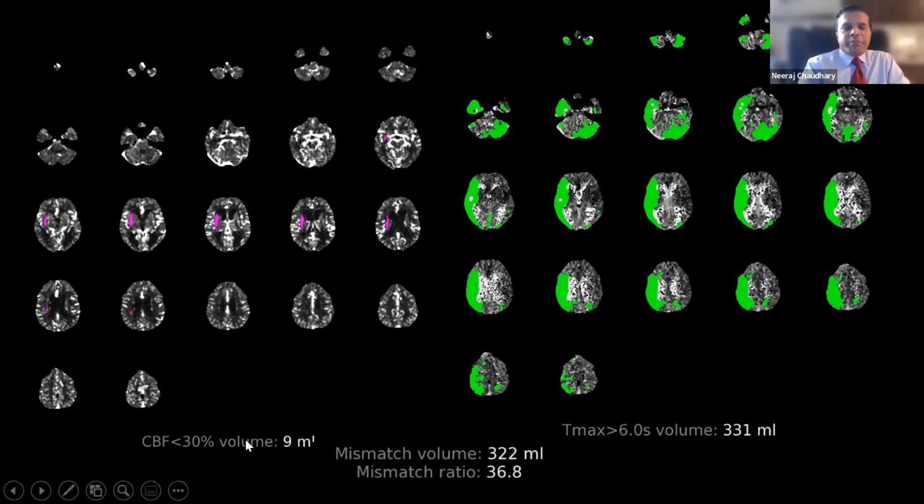And then the software computes the ratio between core tissue and oligemic, salvageable penumbral tissue. Evidence suggests that if the mismatch volume of penumbra to core exceeds 1.8, that is to say, if roughly the penumbra is double the core, it is a favorable situation to go for endovascular thrombectomy. And here, obviously, the mismatch ratio is sky high.